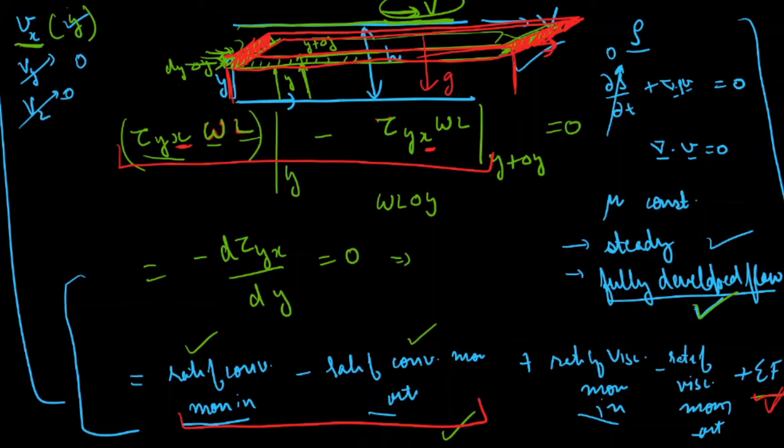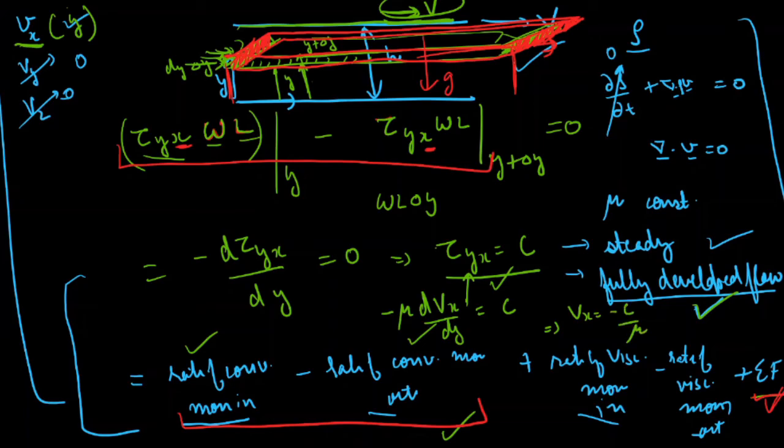So this implies tau yx is equal to some constant. Now we want to solve this, and here we will simply use Newton's law of viscosity, that minus mu del Vx by del y is equal to some constant. So this implies your Vx is equal to minus c by mu y plus some c naught. So now our task is to find c and c naught to find the velocity profile.